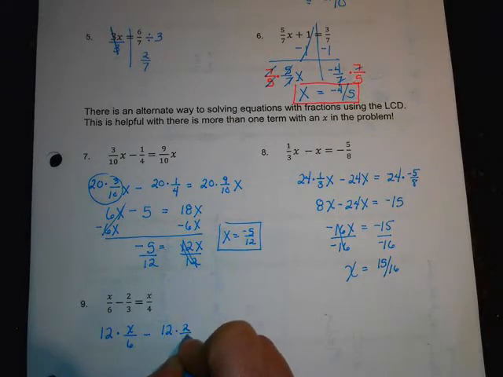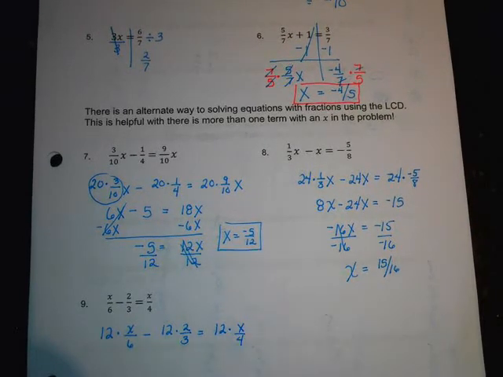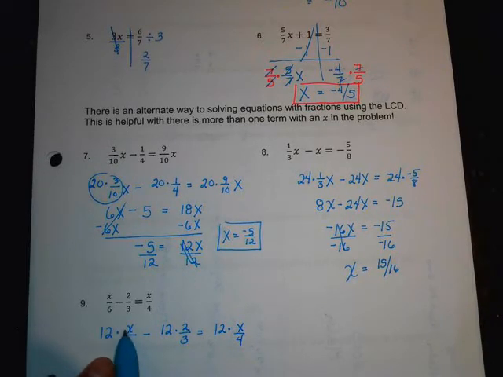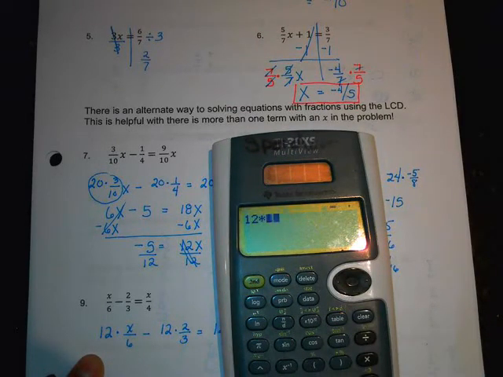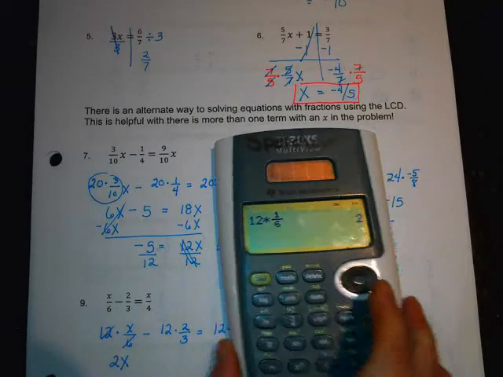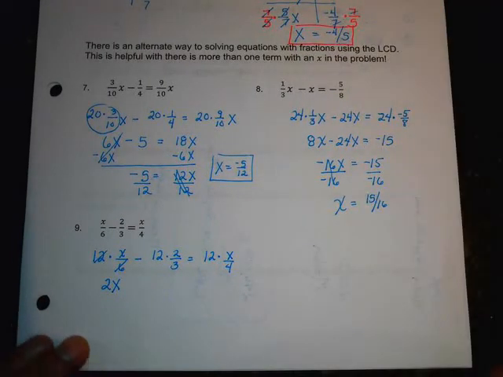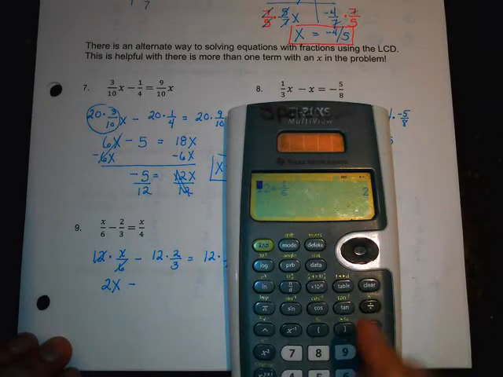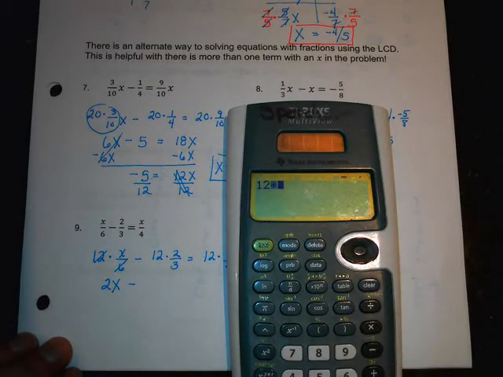Now remember, there's really a 1 understood here, so it's 12 times 1 over 6, if that's the way you want to think about it, right? So 12 times 1 over 6 will simplify down to a 2 in front of that x. That's not so bad, right? Minus, and then on my calculator, I've got 12 times 2/3. Let's try that again. So minus 8.